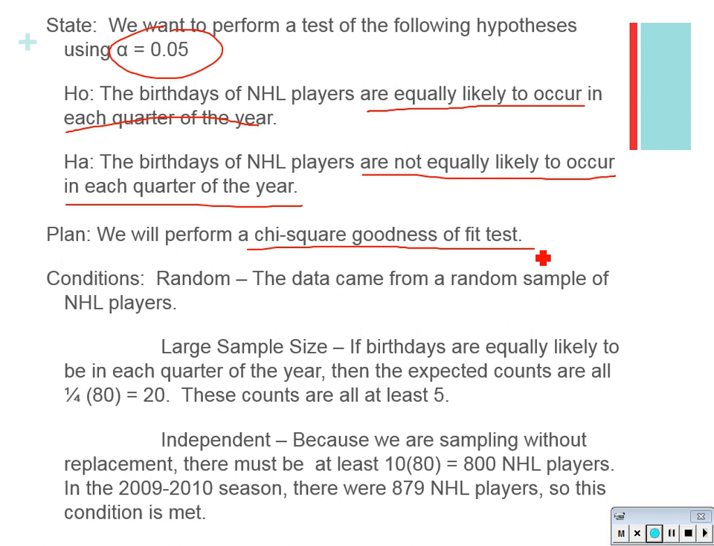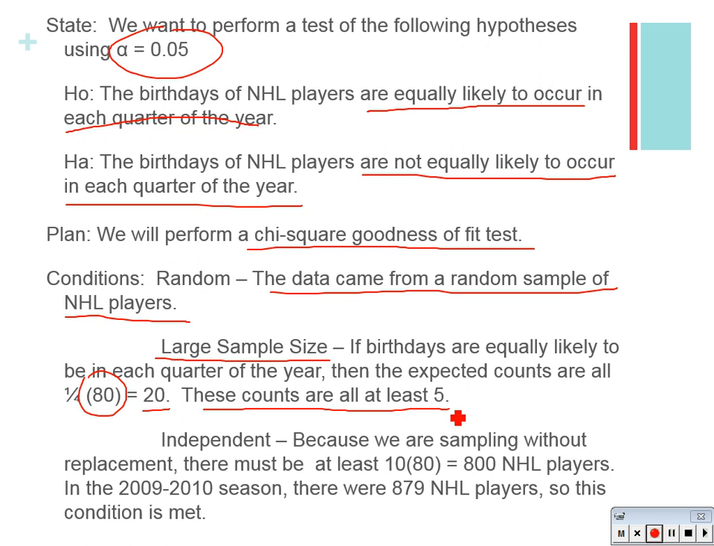Conditions we want to check. So the data came from a simple random sample of 80 NHL players. The large sample size for this: if birthdays are equally likely to be in each quarter, then if they sampled 80 players, we would expect 20 birthdays in each of the 4 quarters of the year. So since all of those counts are 5 or more, we're good with the large sample size. And then independence: if we're sampling 80 players, we need to assume that there's at least 800 players in the NHL, which in that particular season there were a total of 879 NHL players. So the condition for independence is met there.